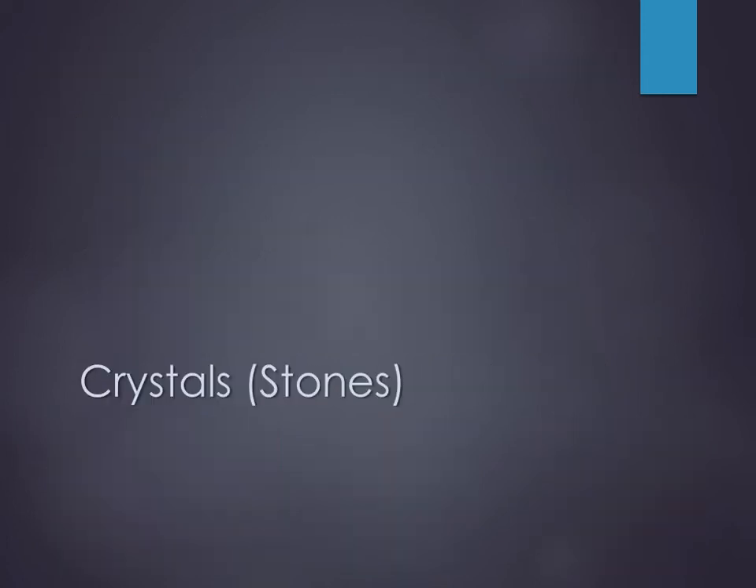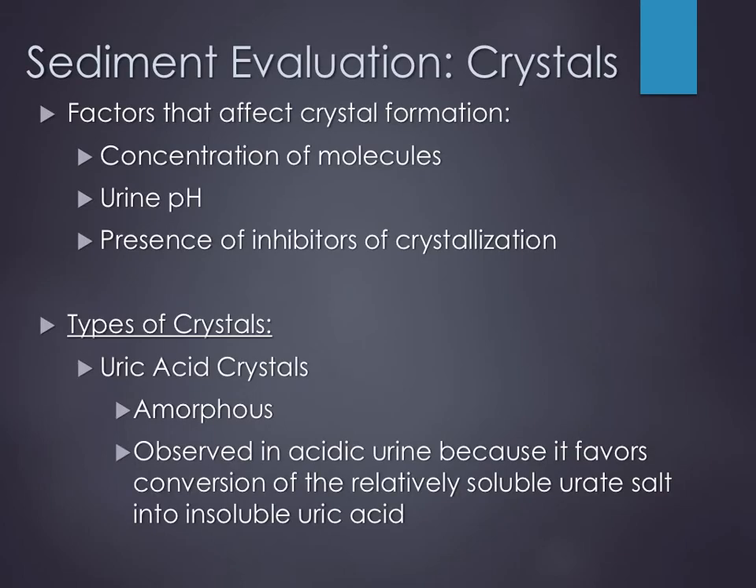The last part of the sediment evaluation that we're going to talk about now is the crystals, otherwise known as stones, or more familiar to you as kidney stones. There are several things to consider when we're talking about the formation of crystals, or what would be stones. Things that can affect their formation are the concentration of the molecules, the pH of the urine, and whether or not there are any inhibitors of crystallization present.